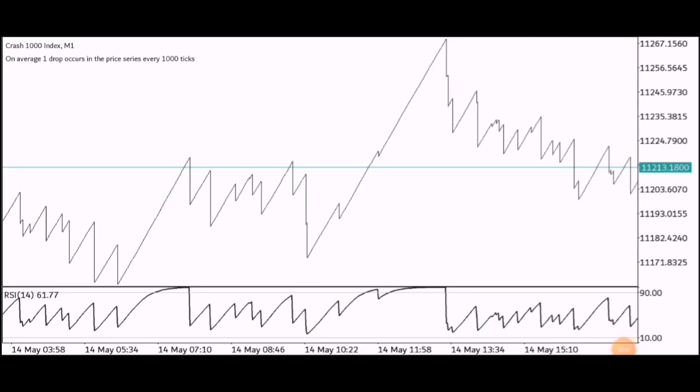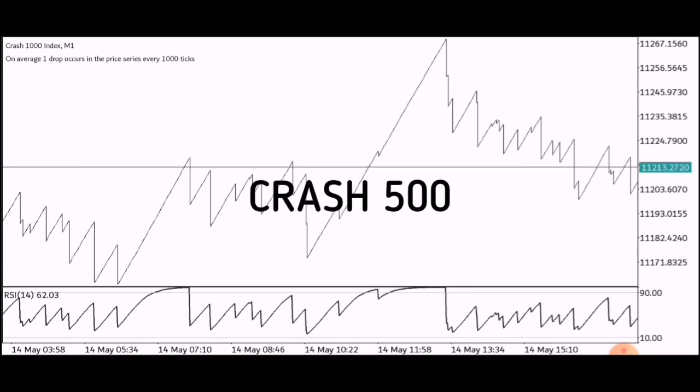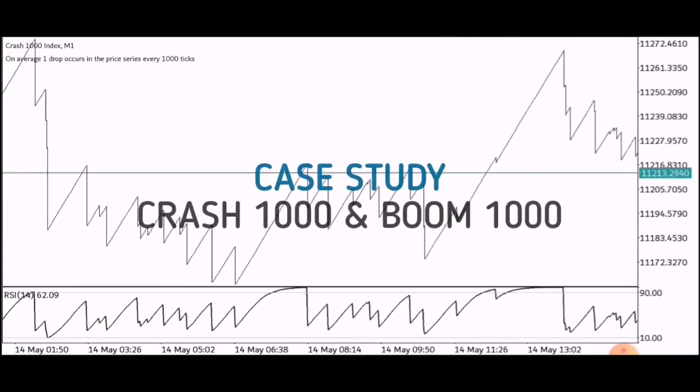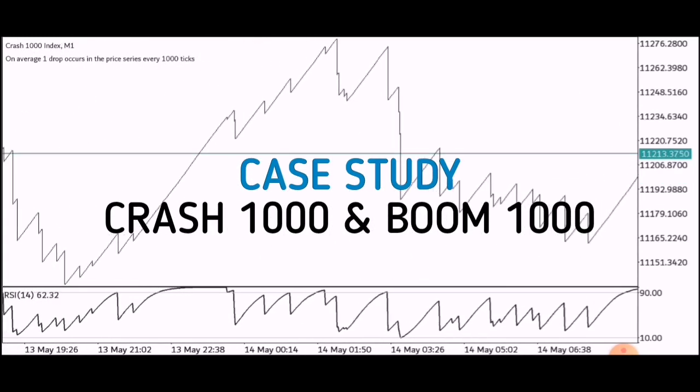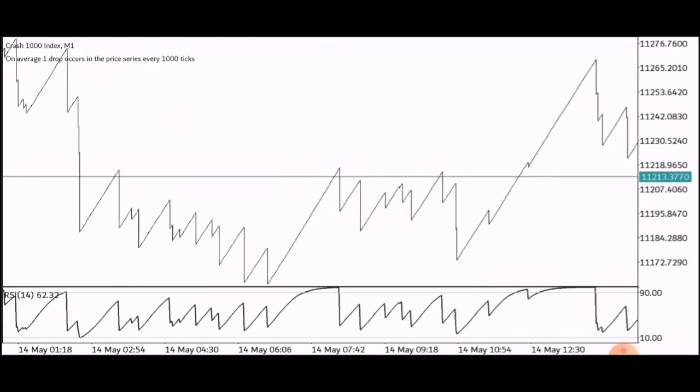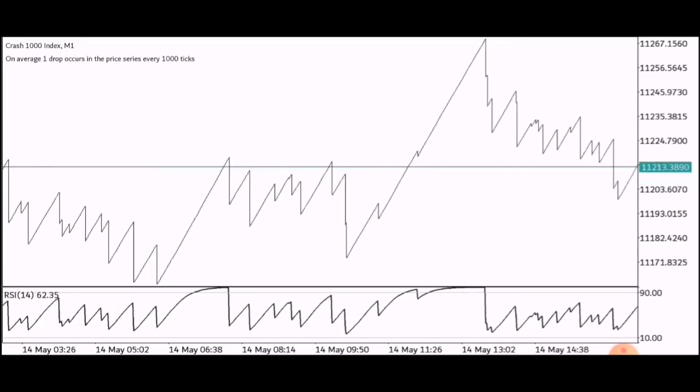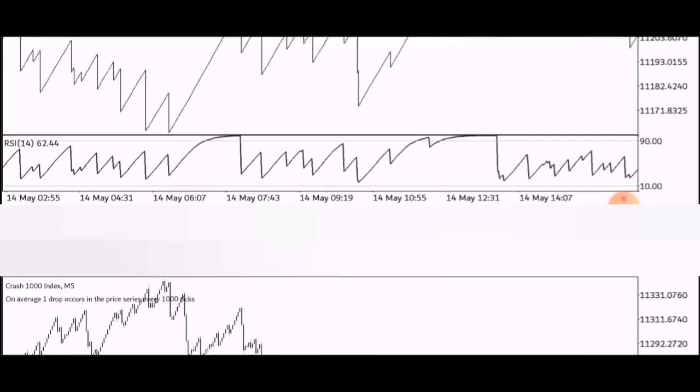This strategy works on the 1 minute time frame, and you can apply it on boom 500, boom 1000, crash 500, and crash 1000. For a case study, we're going to be applying this strategy on crash 1000 and boom 1000. Now let's go over to see the indicators that were used.